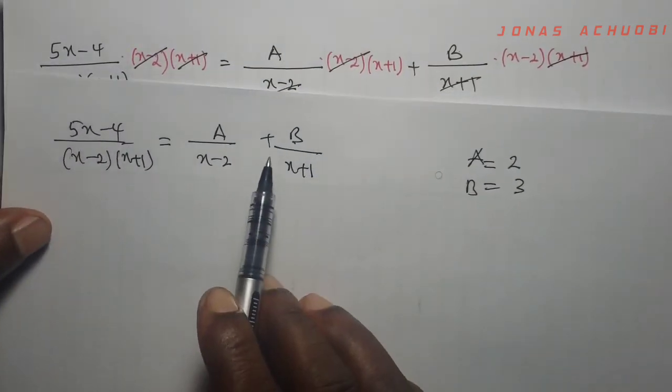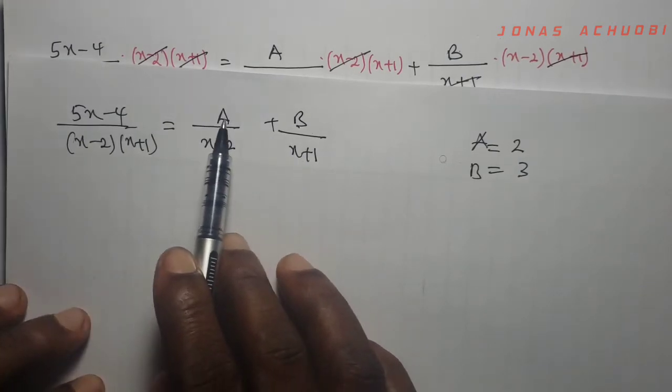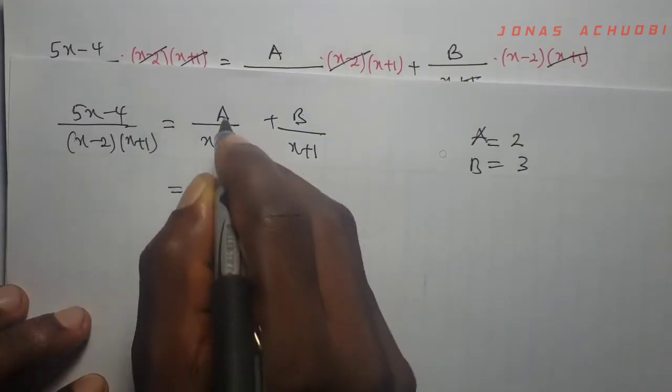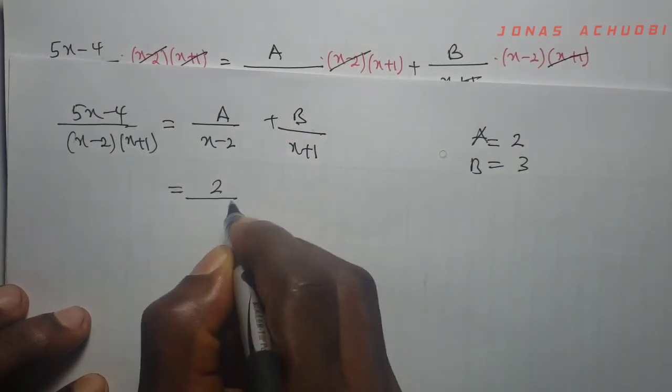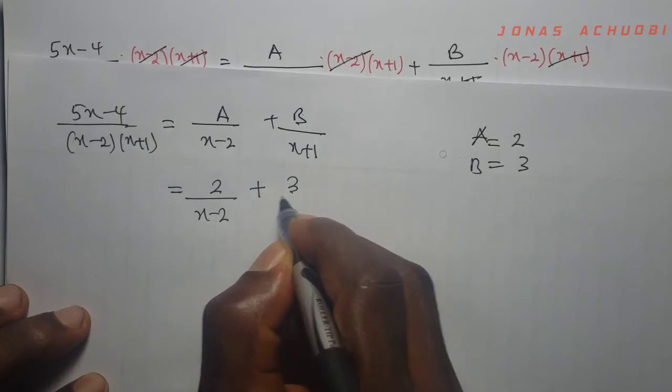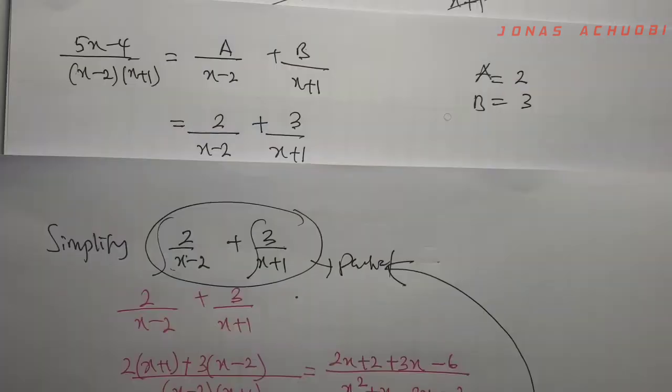So we'll now go back to our split fraction and replace a with 2 and b with 3. So this now becomes, a is 2, so this is 2 divided by x minus 2 plus, b is 3, over x plus 1.